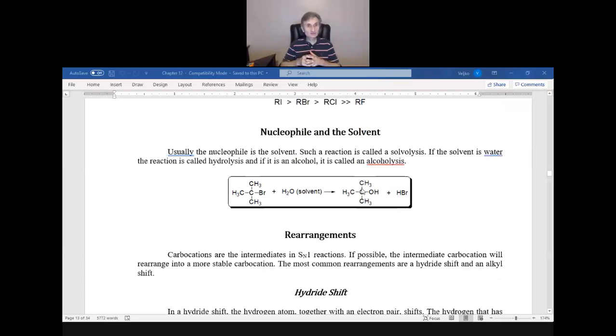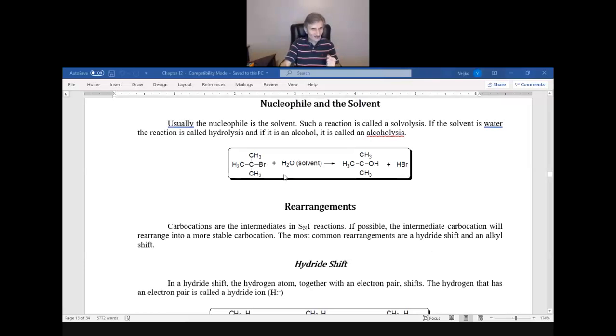In case of SN1 reactions, usually the nucleophile is the solvent, and the reaction is solvolysis. If the solvent is water, then we will call it hydrolysis. If it's alcohol, alcoholysis. And typically the solvent, or nucleophile, is a weak nucleophile in SN1 reactions. You will see when we compare SN1 and SN2 reactions, typically a weak nucleophile favors SN1 reaction.